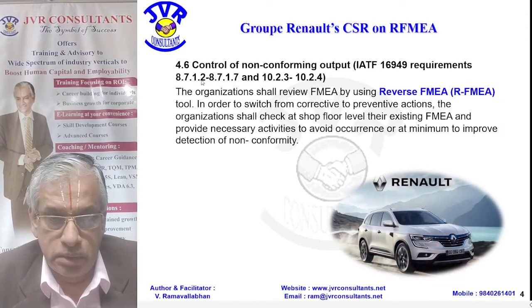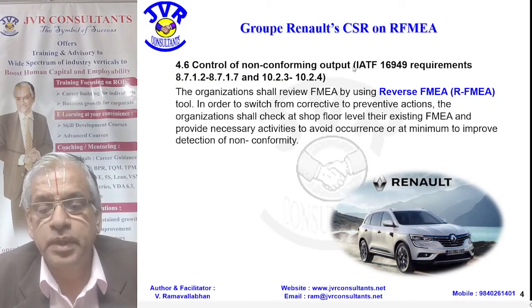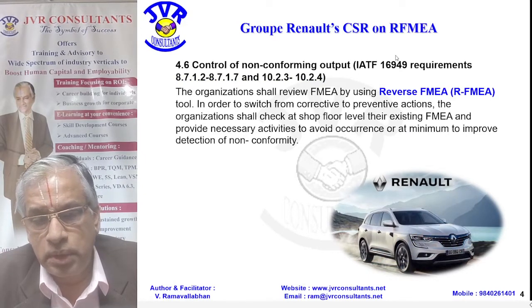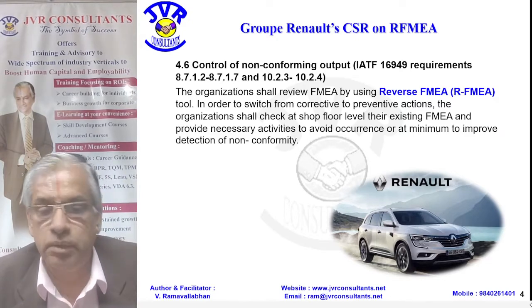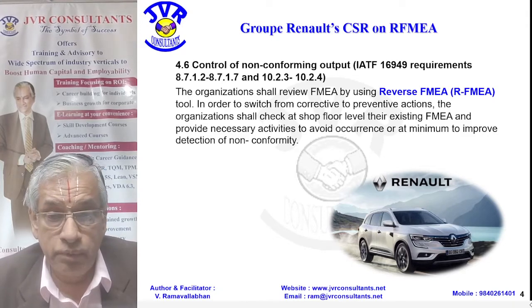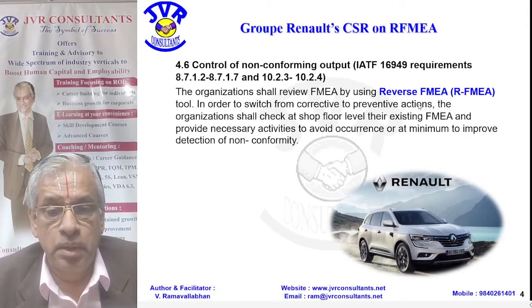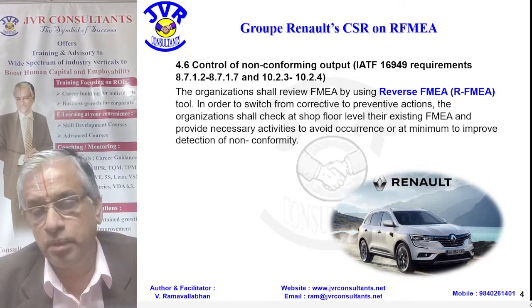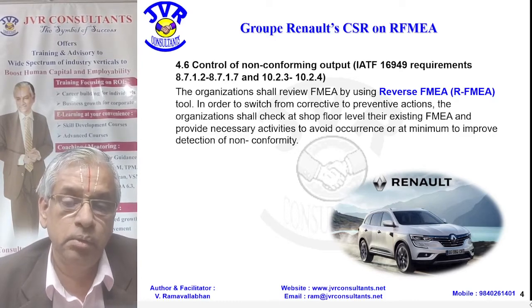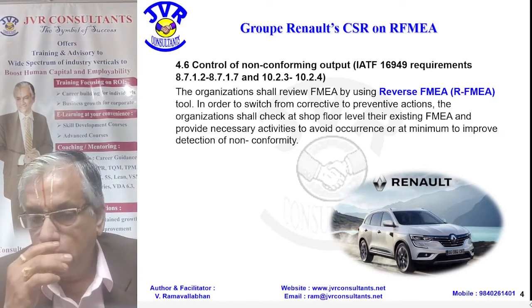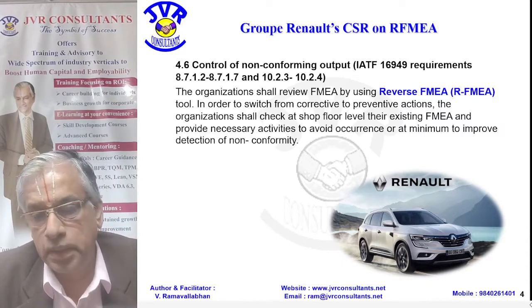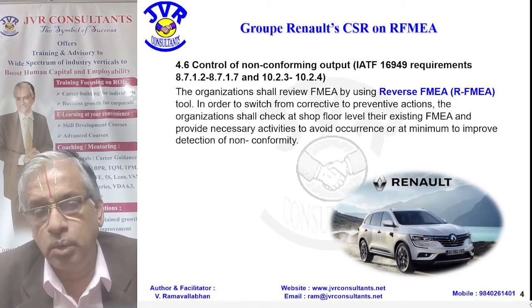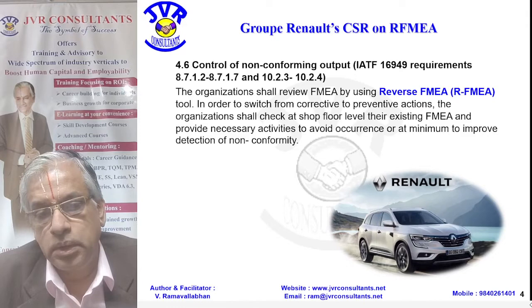Then with regard to clause 8.7 control of non-conforming output in IATF 16949, you can refer to these clauses which have some hint on this reverse FMEA. The organization shall review FMEA by using the reverse FMEA tool in order to switch from corrective to preventive action. See, corrective is when once the problem has occurred, once the defect has occurred, you take some action. Now, as a proactive measure, before even a problem occurs, you have some mechanism to control it, to prevent it. So that is preventive action.